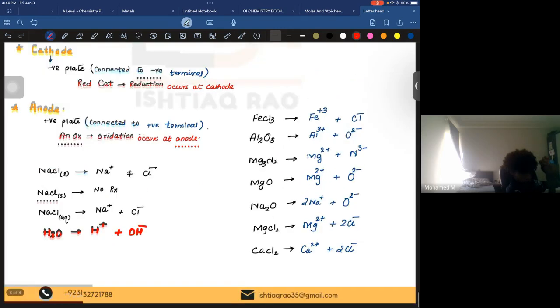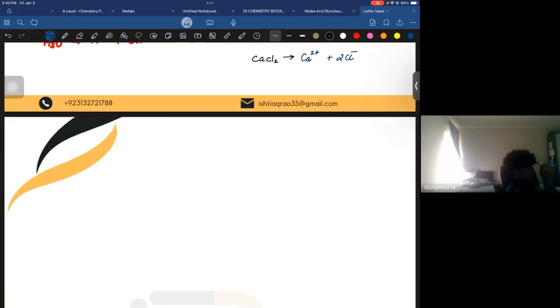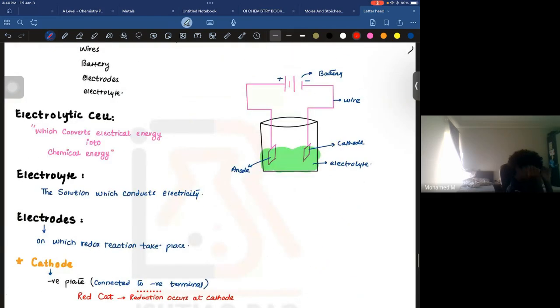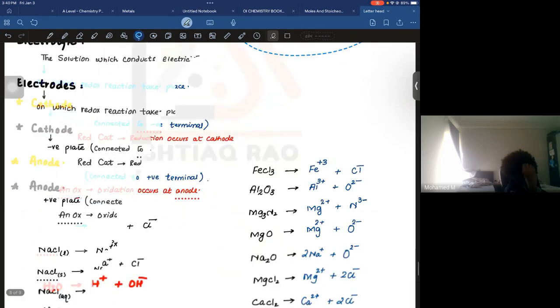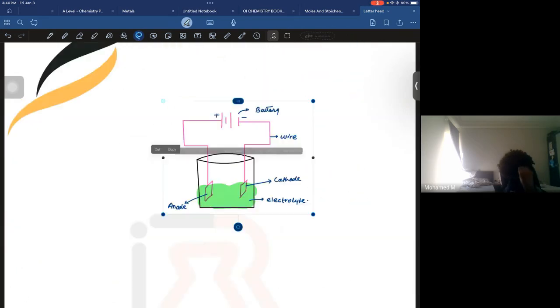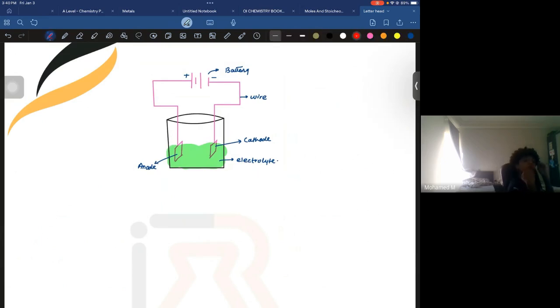Okay, then obviously, after having these charges, what are we supposed to do? Let's suppose this is the apparatus that we would be having during electrolysis. I'm going to take this and put sodium chloride liquid in this as a sample.